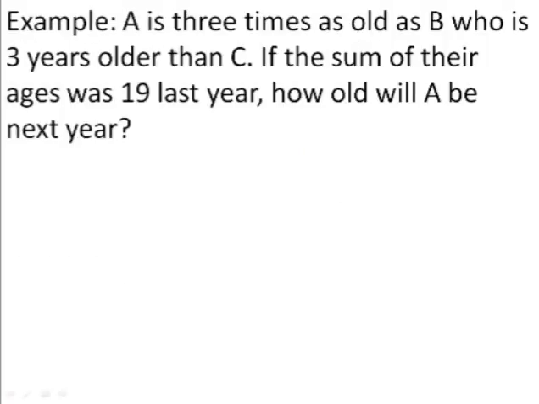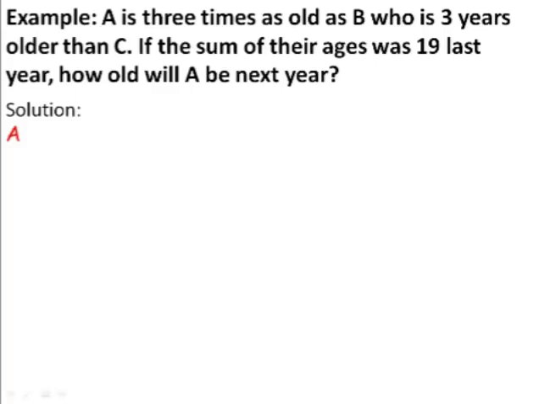Let's do another example. A is 3 times as old as B, who is 3 years older than C. If the sum of their ages was 19 last year, how old will A be next year? Again, relationships are given here and the sum of the ages is also given, but we cannot find the age of anybody here directly as we could do in types 1 and 2. So let's start solving it.